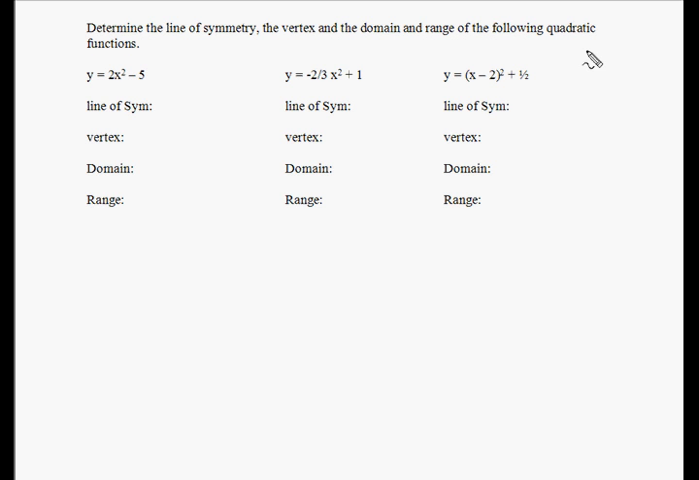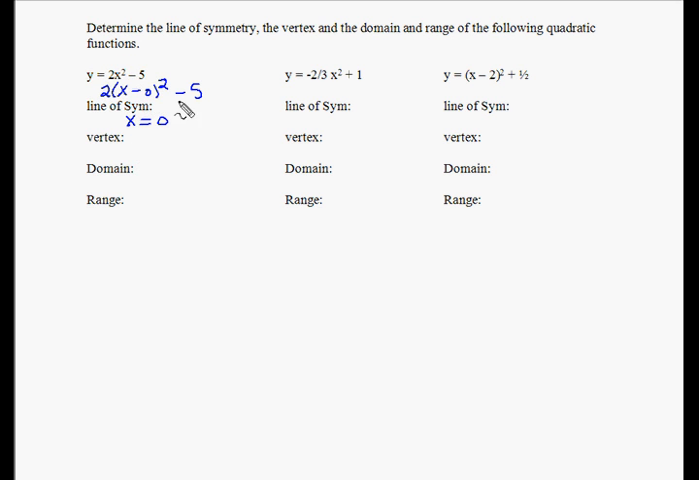Let's see if we can determine the line of symmetry, the vertex, the domain, and the range from the following quadratic functions. Our first equation, y equals 2 times x squared minus 5. Well, if we wanted to rewrite that, we could have y equals 2 times (x minus 0) squared minus 5. So our line of symmetry is going to go to our h value, x equals 0.